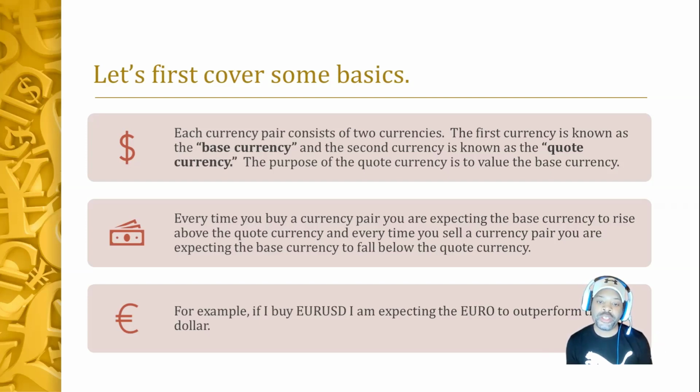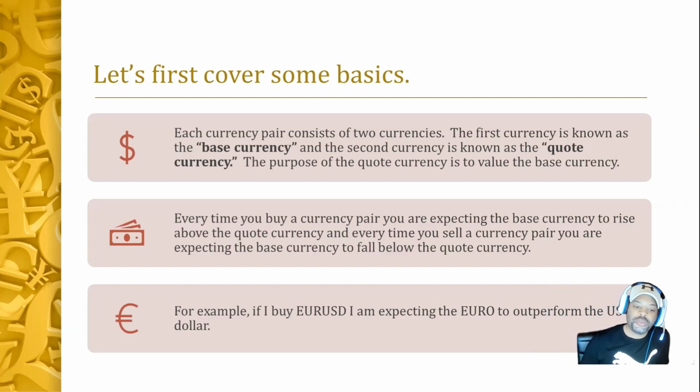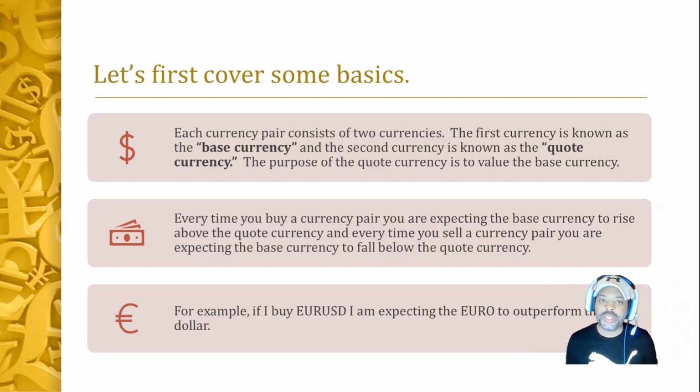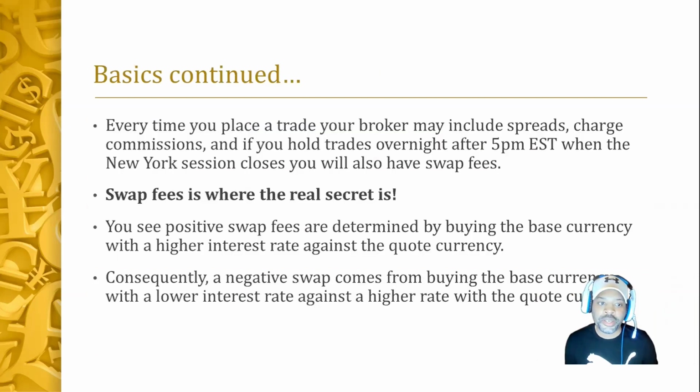Every time you buy a currency pair, you are expecting the base currency to rise above the quote currency, and every time you sell a currency pair, you are expecting the base currency to fall below the quote currency. That's pretty straightforward. I think that's something that everybody should know. So, for example, if I buy the euro US dollar, I'm expecting the euro to outperform the US dollar. That's something that all of us should pretty much know at this point. And I'm not going to dig too deep into that.